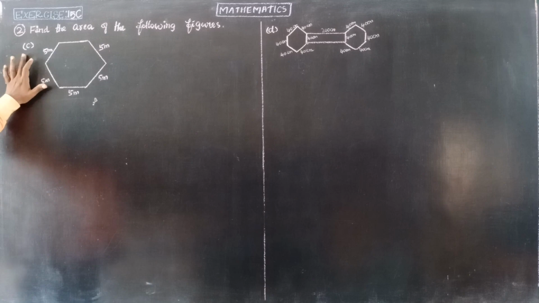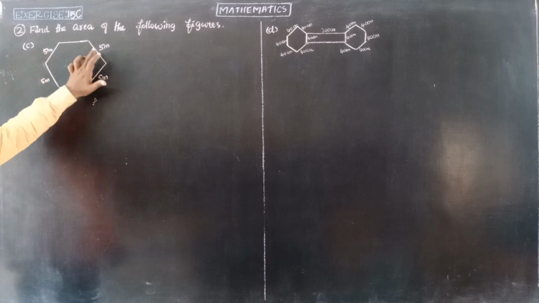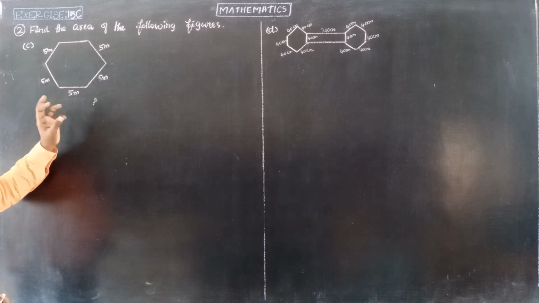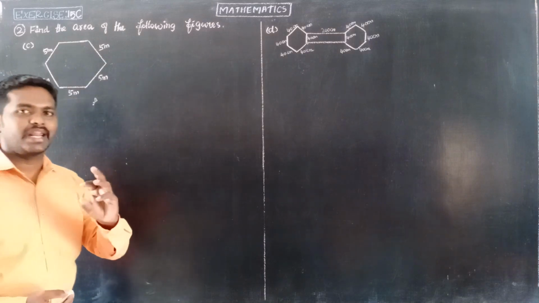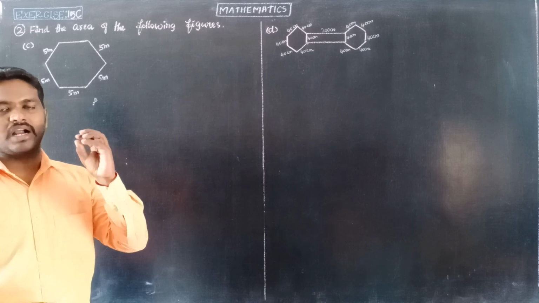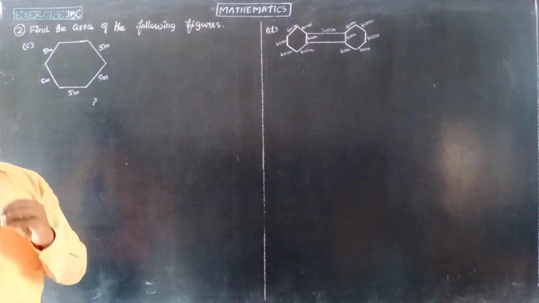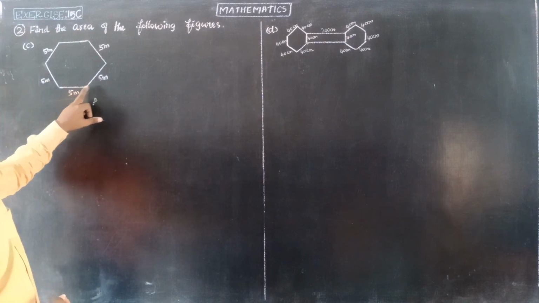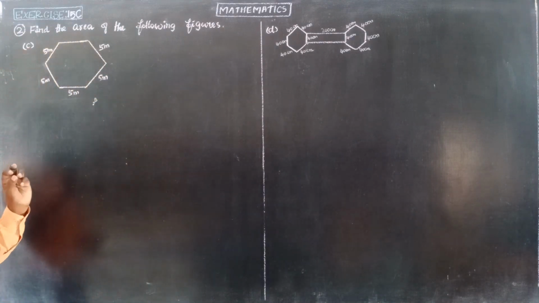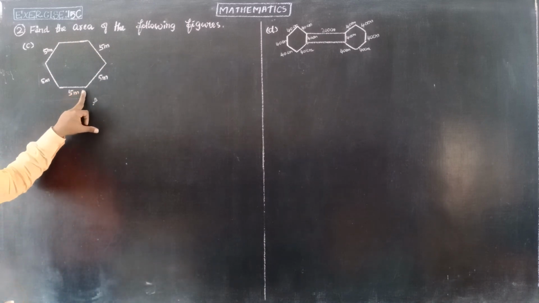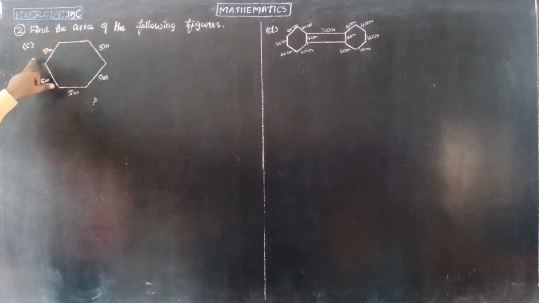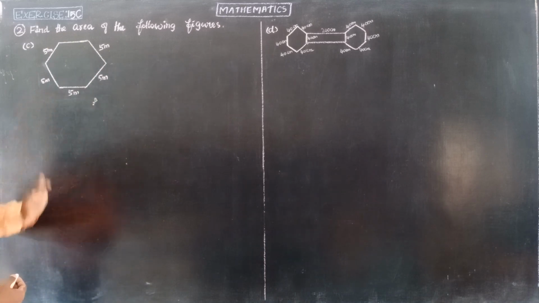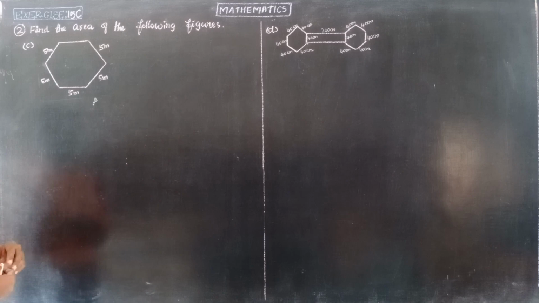The first one is solution C. The side of the hexagon is 5 meters each. All sides are equal, so it's a regular hexagon. A polygon whose sides are all equal is called a regular polygon. Here the polygon has 6 sides, which means a hexagon, and all sides are equal. So it's a regular hexagon. We are going to find the area of the regular hexagon.